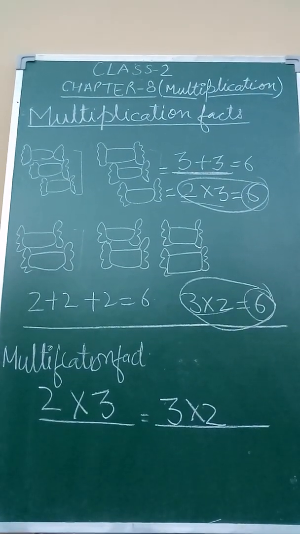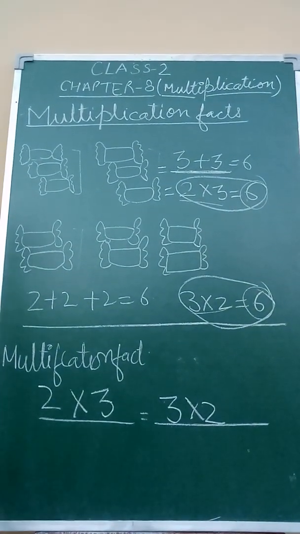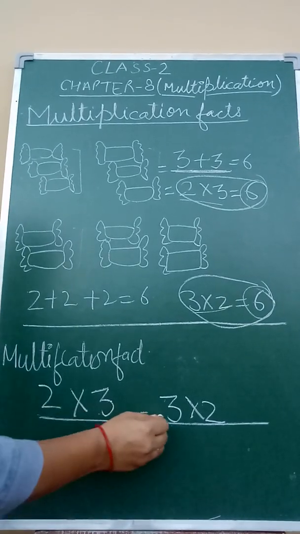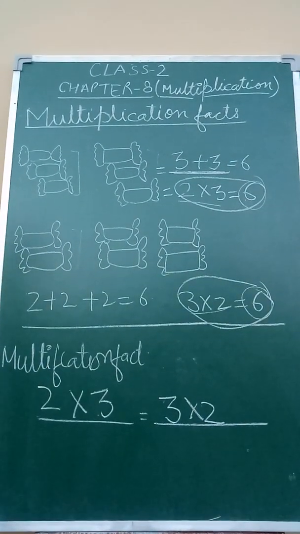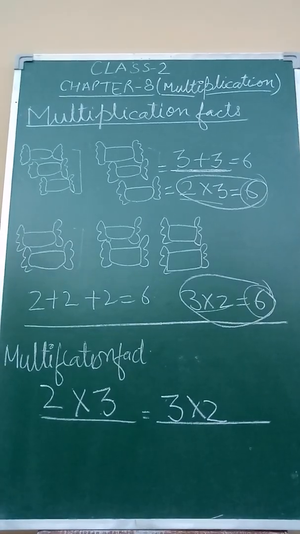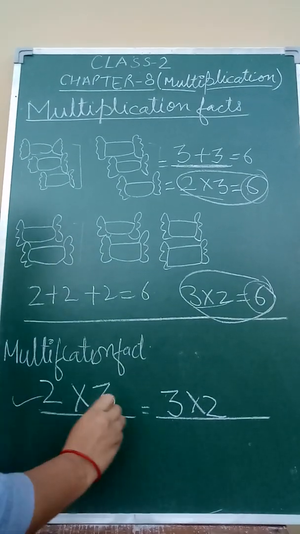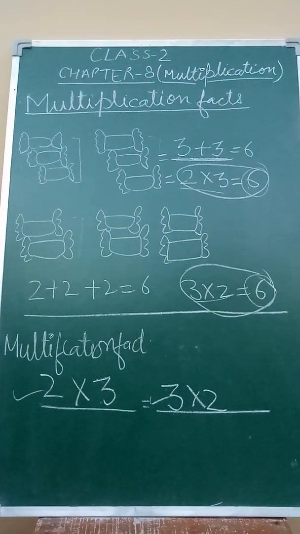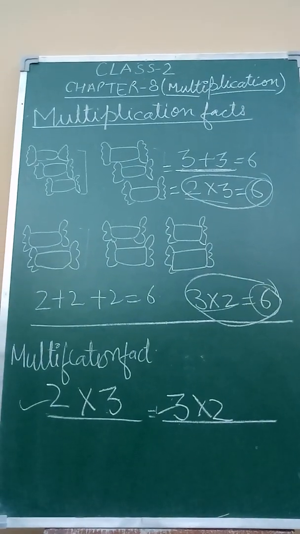This is also called the turn around fact, when we change the places of the digits but they are still the same, the answer is right. So this is the first multiplication fact. Only the places of our digits are changed.